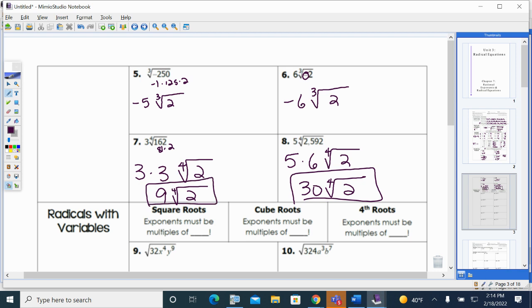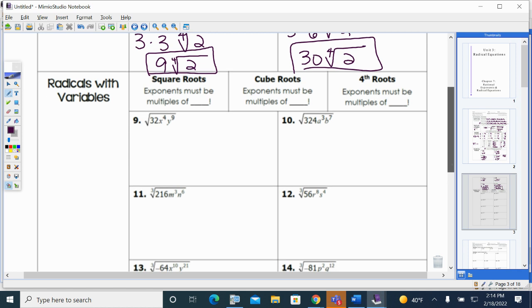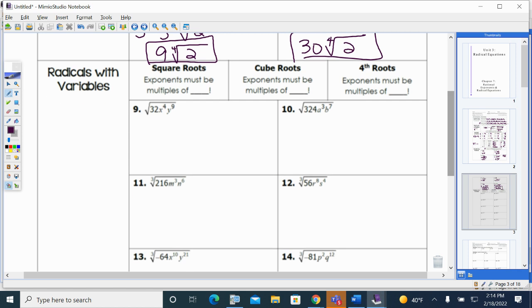All right, the next section is on radicals with variables. So when we're dealing with square roots, exponents must be multiples of 2. Cube roots, exponents must be a multiple of 3. And for 4th roots, your exponents must be a multiple of 4.